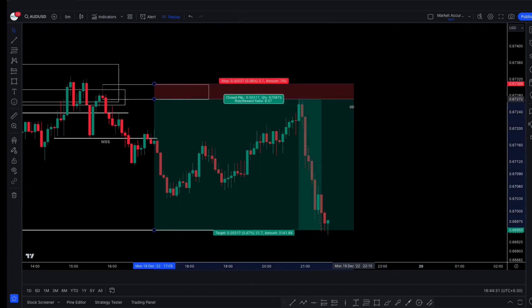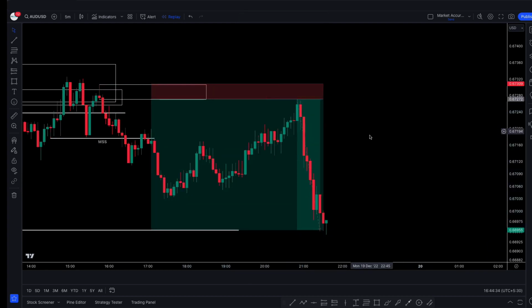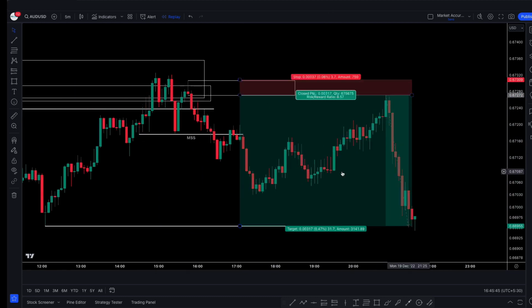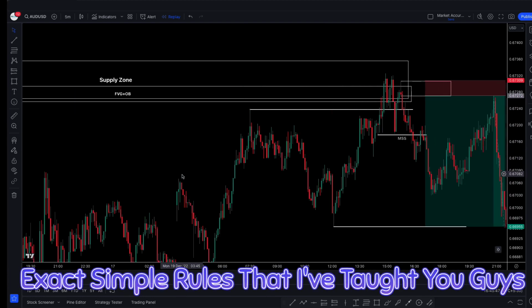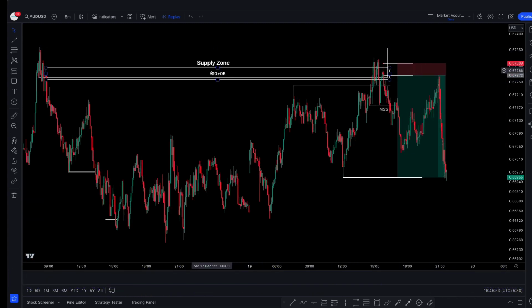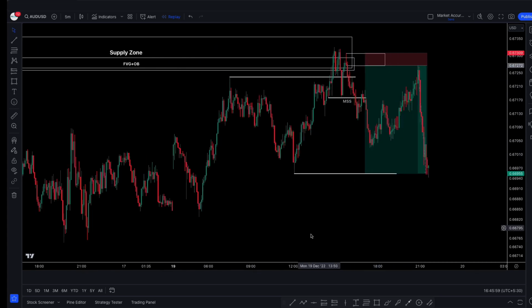Look at this accuracy and look at this movement. There's definitely something happened here. There was definitely some market makers in play here because we followed these exact simple rules that I've taught you guys, using supply zone or order block or fair value gap with ABC formations. This is so amazing, guys, that I cannot tell you. You can see that we had a market structure shift. We had an order block here. Price literally tapped into it.